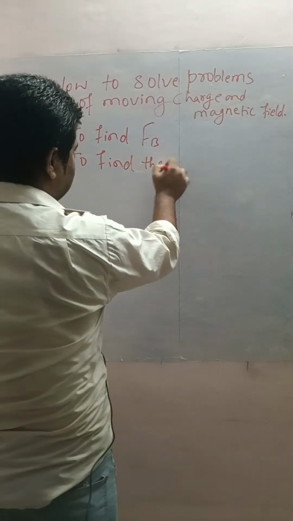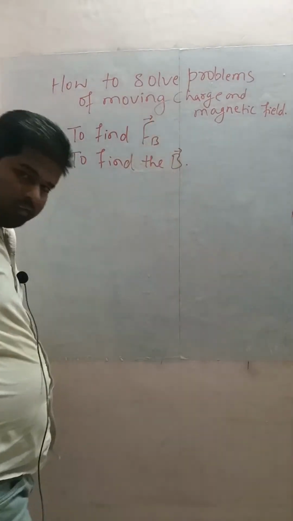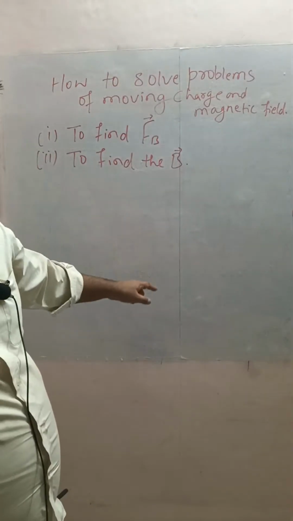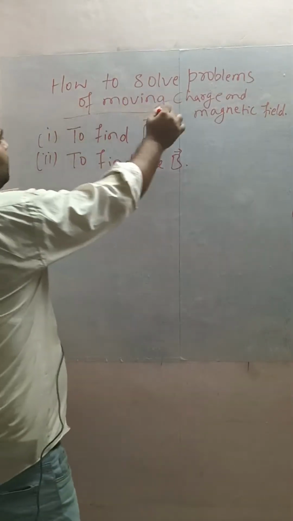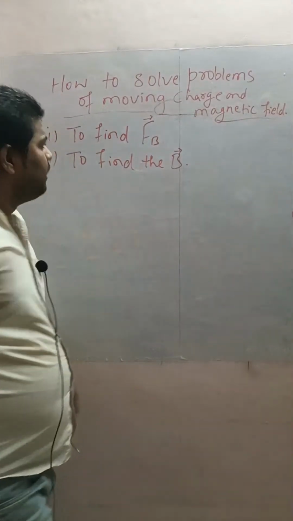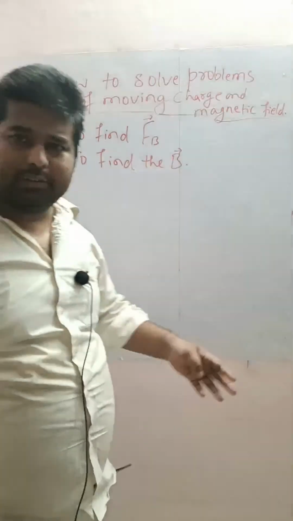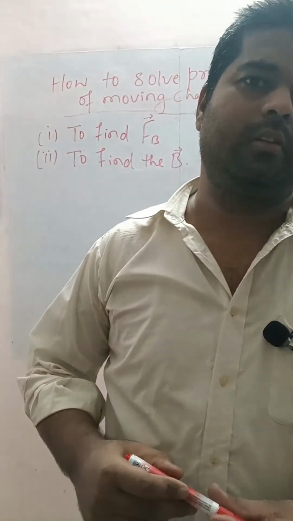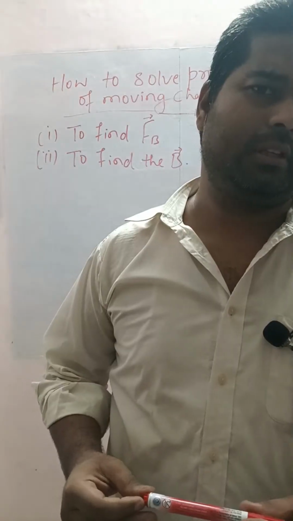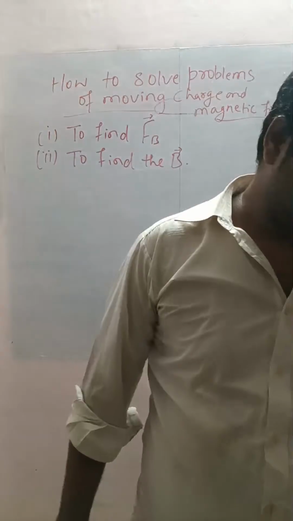Two people have connected. Yes. To find the magnetic force. Give a headline to the topic. Yeah, I'm giving the headline. This is the topic, right? To find magnetic force and to find the magnetic field. What happened? Two people came, it became zero. Now it's 1. Okay.